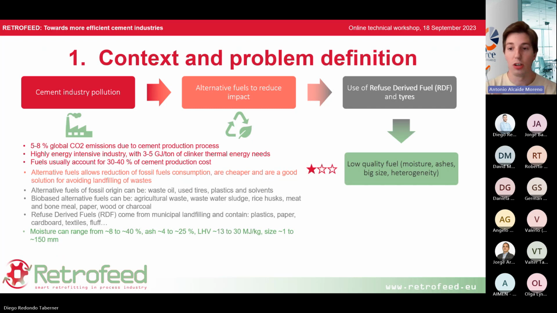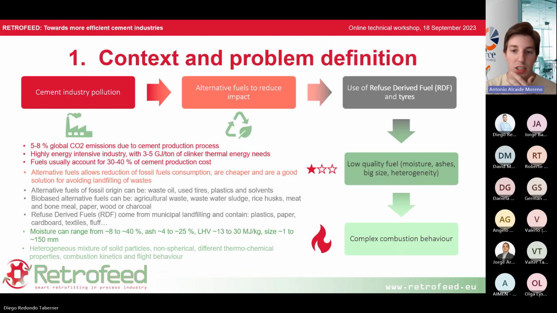Coming from municipal solid waste, this is a low quality fuel when compared with the classical fossil fuels. It has high moisture, high ash content, a big size, and a large heterogeneity. The moisture can range from lower than 10% to as high as 40%. Ash can be as low as 4% up to a quarter of the content of the combustible. Low heating value can vary between 13 and 30 megajoules per kilogram, and the size can range from very small particles to even 1 to 150 millimeters.